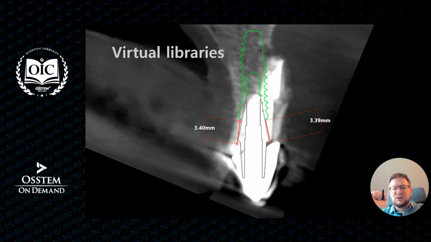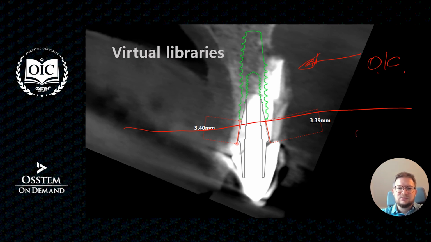What about the virtual libraries, how do they influence the planning, and what about the availability of those libraries in the software? Because this is another very important thing. Mostly when we talk about virtual libraries, we are thinking about the libraries of the implants, so of the screws themselves. However, and this is quite okay, we have them in most of the softwares, but here it's very bad.